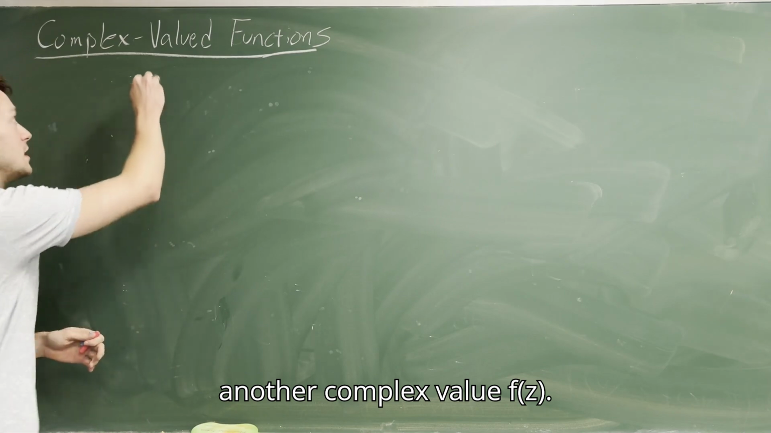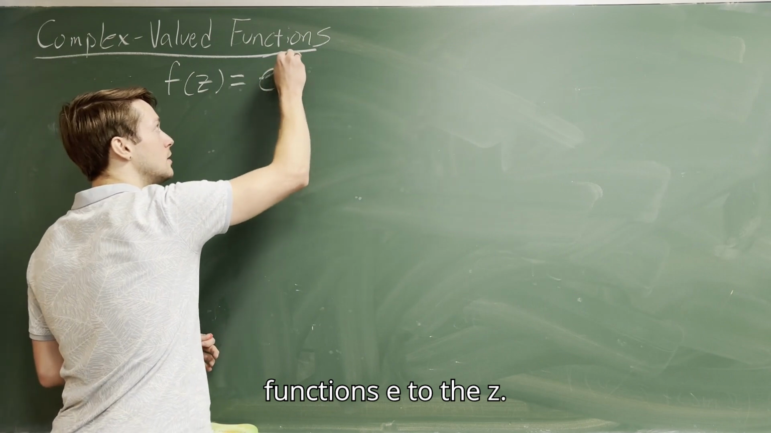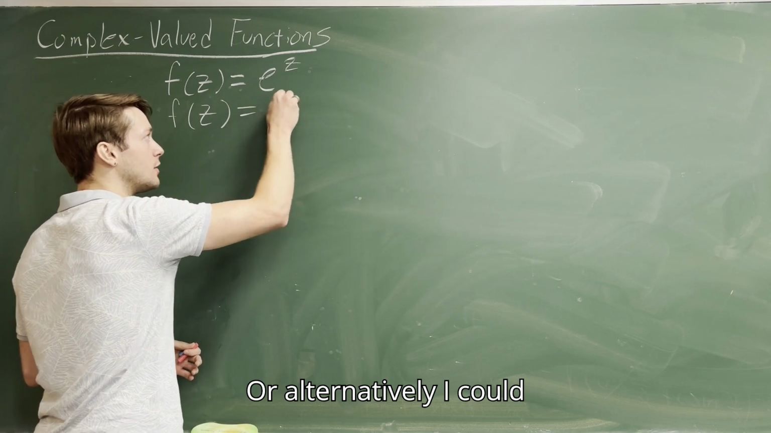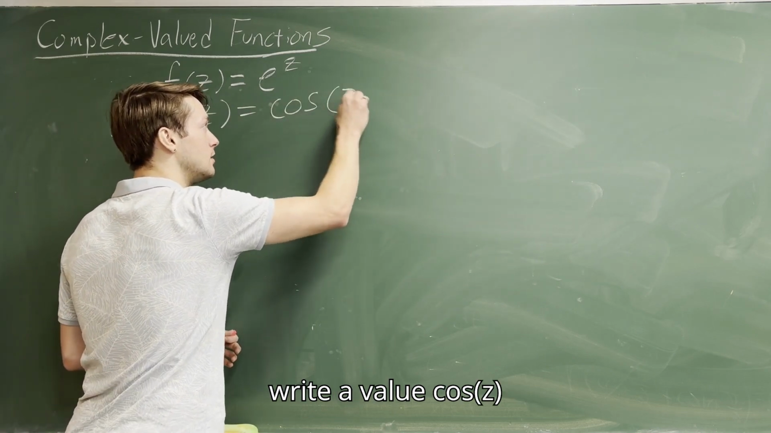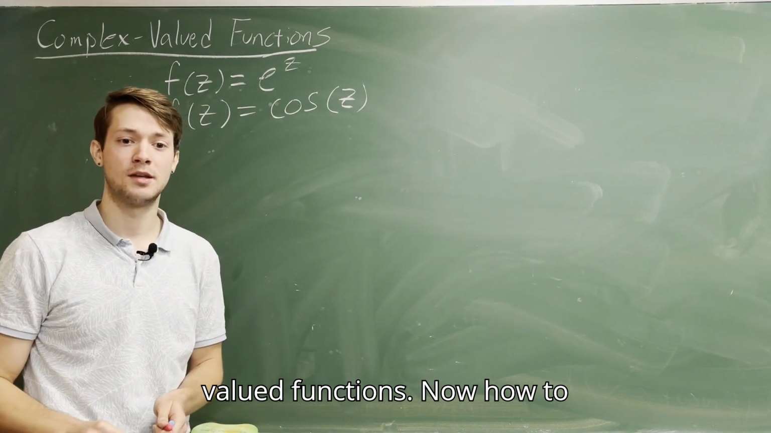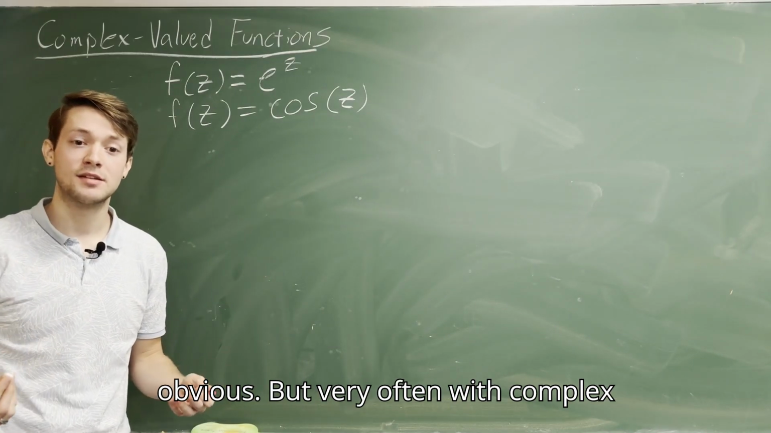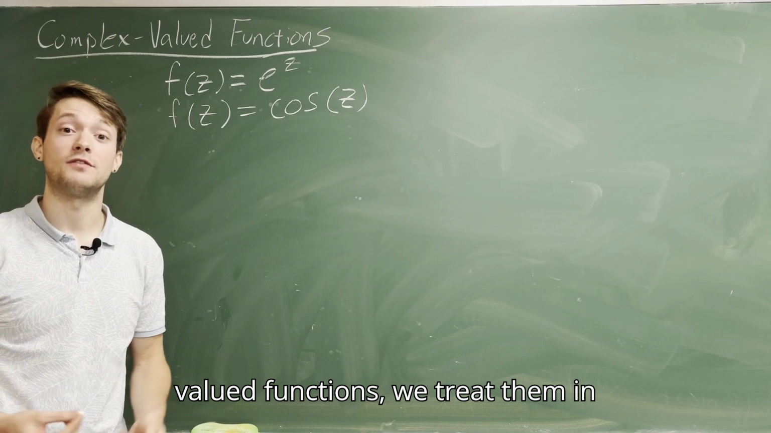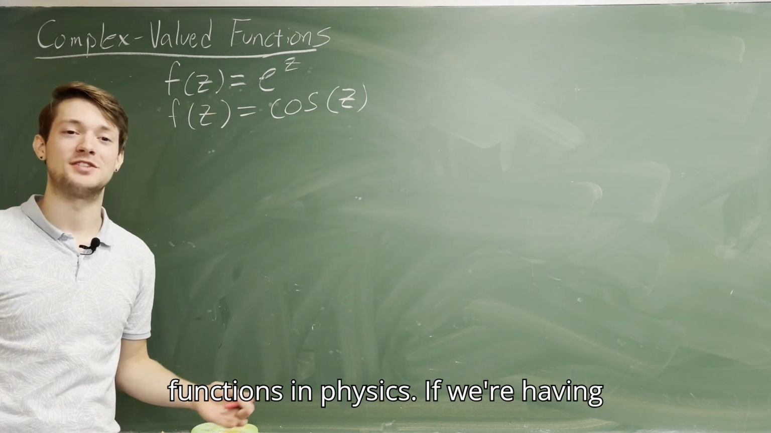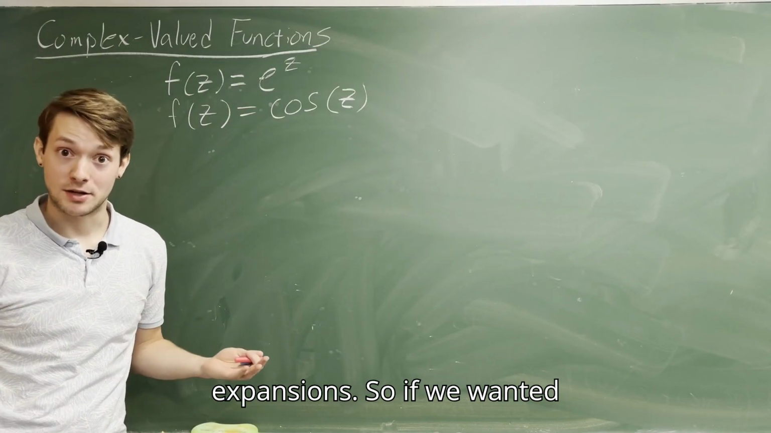value, f of z. So I could write some complex valued functions, e to the z, or alternatively I could write cosine of z, and both of these are valid complex valued functions. Now, how to manipulate these might not be immediately obvious, but very often with complex valued functions, we treat them in a very similar way to many other functions in physics. If we're having trouble dealing with them, we do Taylor expansions.